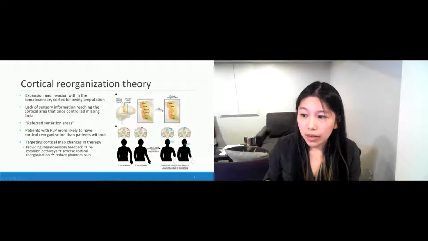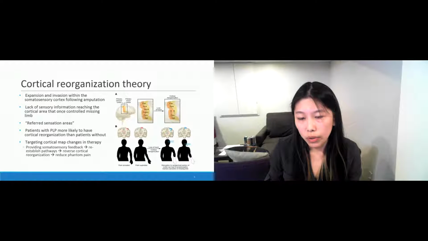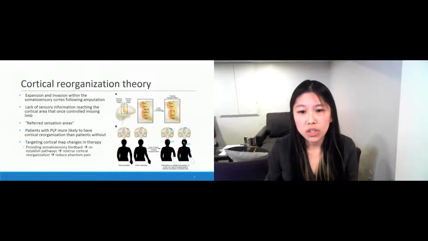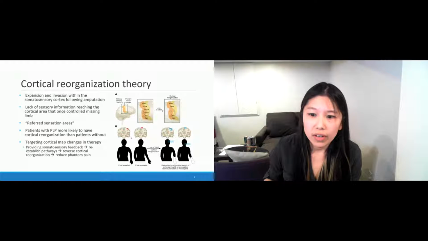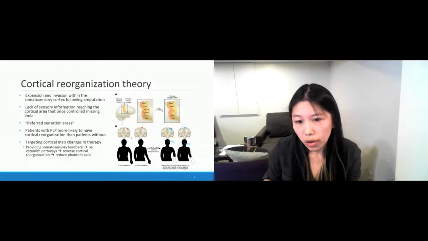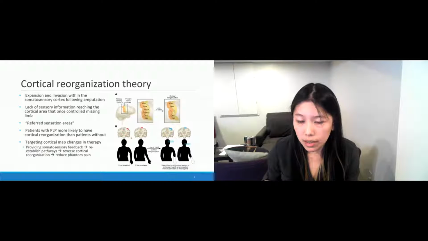What can happen then is if you touch certain areas, such as the face, the amputee may feel like you're touching their phantom hand or phantom fingers. And these areas on the face where you feel that are referred to as referred sensation areas. Patients with phantom limb pain who have cortical reorganization are more likely to have phantom limb pain than patients without. And so the thought is that you can target these cortical map changes in therapy. If you provide somatosensory feedback to these areas, you can reestablish these pathways, reverse cortical reorganization, and reduce phantom limb pain.